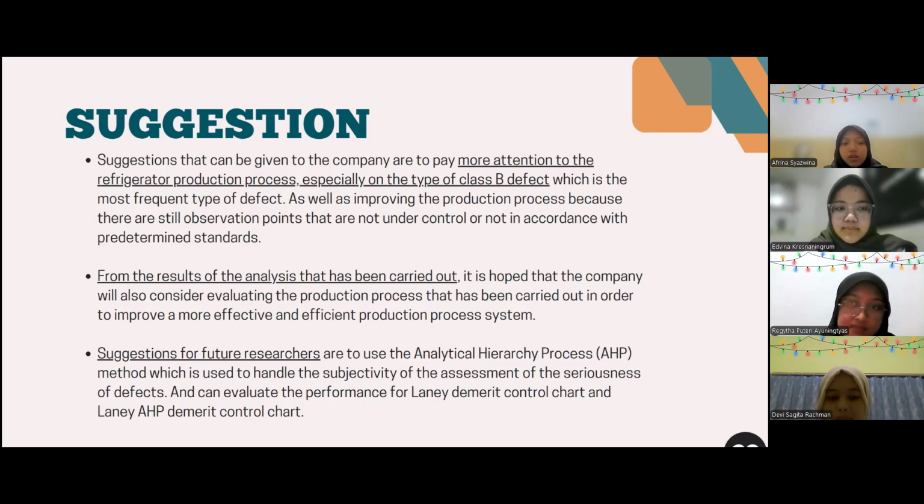Suggestions for future researchers are to use the analytical hierarchy process, or AHP method, which is used to handle the subjectivity of the assessment of the seriousness of defects and can evaluate the performance of the Laney demerit control chart and Laney AHP demerit control chart.